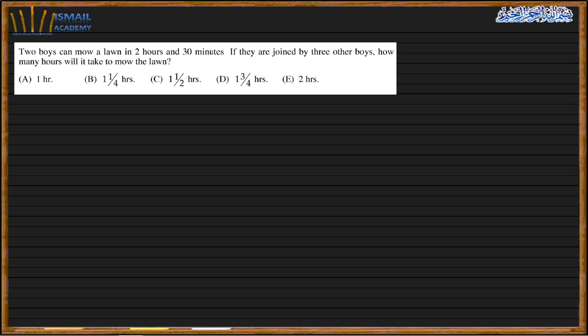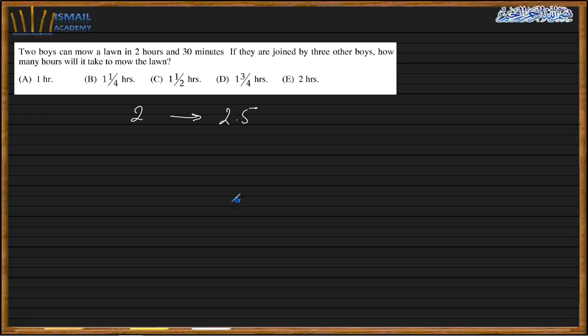Next question. Two boys can mow a lawn alone in 2 hours and a half. If three boys join them, here what we need to understand is that the more we increase the number of boys, the more the time should go down. So if I increase the number of boys, the time should go down.